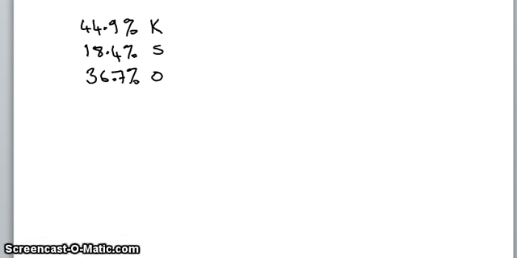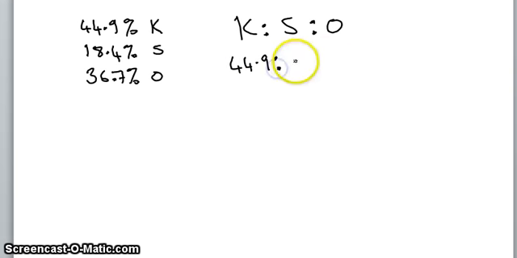This is a more complicated example. In this case we're using 3 elements, but we treat it exactly the same way. We look at the ratio of potassium to sulfur to oxygen, treating them all as from 100 grams. We'd have 44.9 grams of potassium, 18.4 grams of sulfur, and 36.7 grams of oxygen. We then have to divide these by the molar mass.